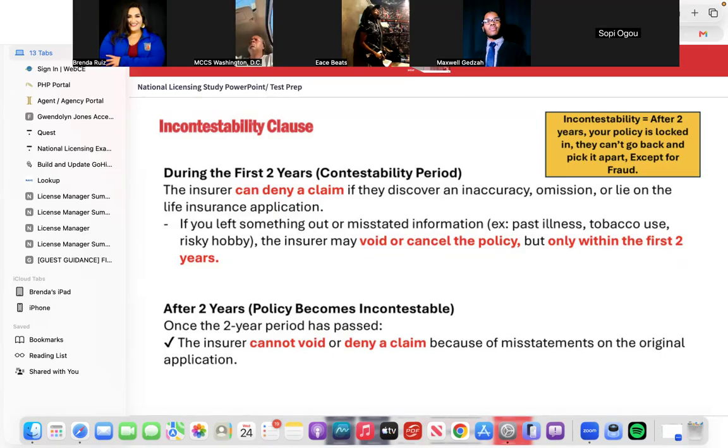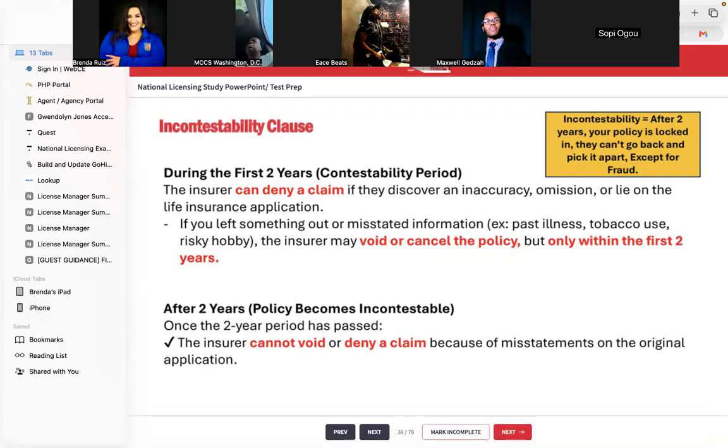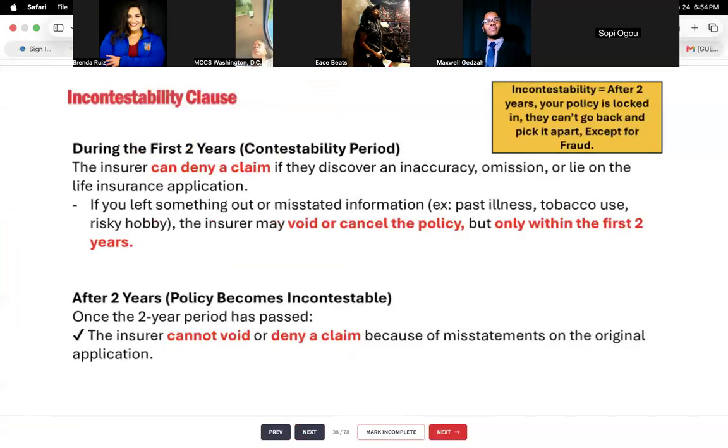This death certificate mentioned that this client, what's my battery at? Oh, I need to plug my computer in.